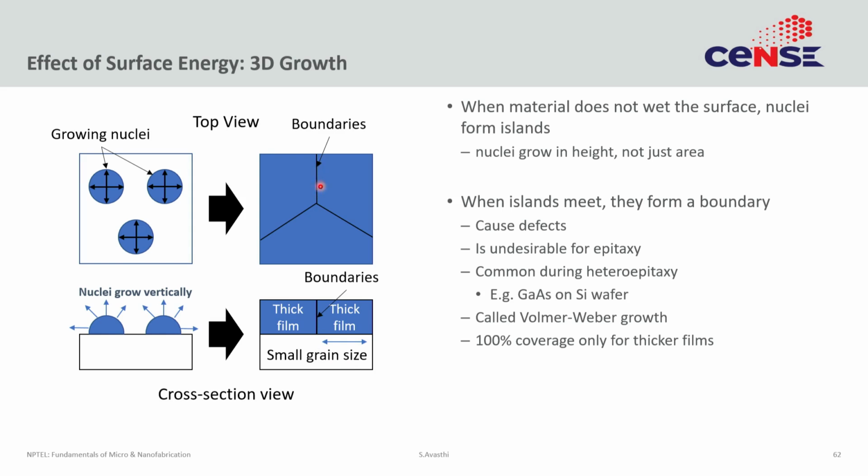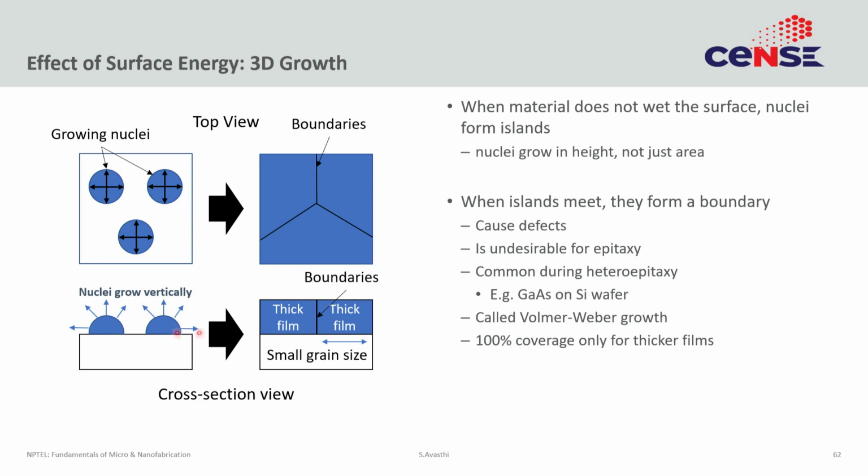And the reason for this boundary is that the nucleus that is growing here and the nucleus that is growing there are not connected with each other. If they are not connected, they have no way of communicating the crystallographic orientation with each other, and hence they each grow in a different orientation, and when they meet at the boundary, because the orientations are different, you tend to form a grain, right.